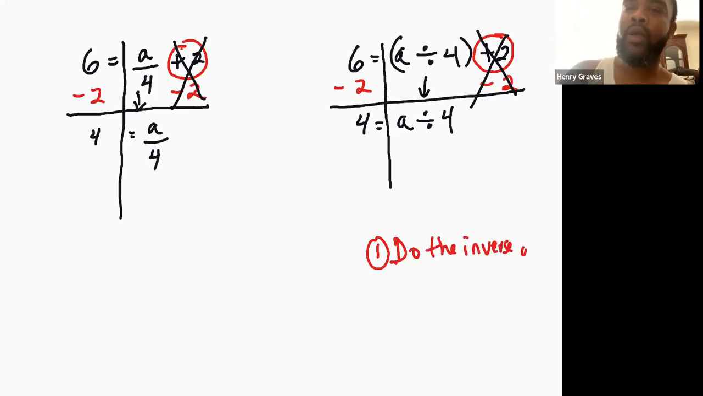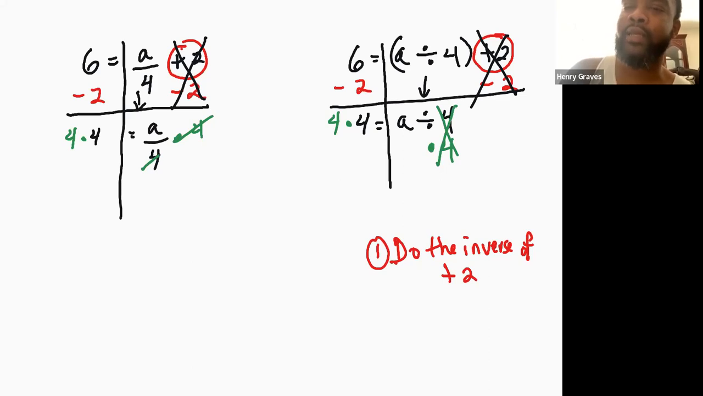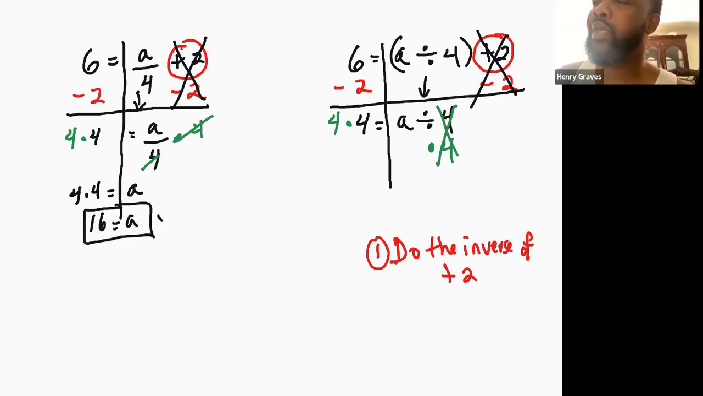The second step now is I'm going to do the opposite of dividing, which means I'm going to multiply both sides by 4. Now, the reason I do that is I've got to get rid of this 4 in the denominator. So I do that, it goes away. And my answer is going to be 4 times 4, which is 16. I'm finishing on both sides so y'all can see. 4 times 4, 16.